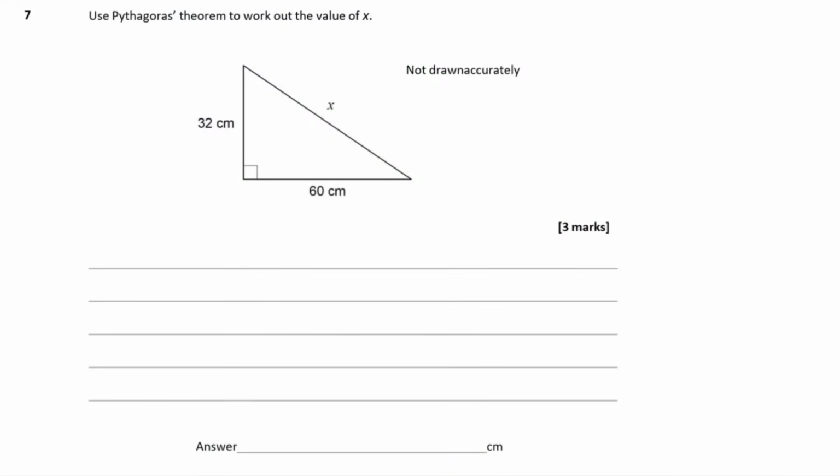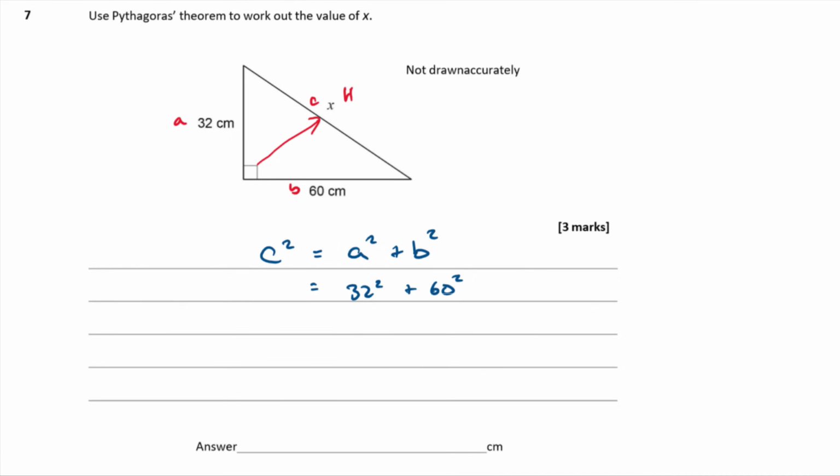Question 7, use Pythagoras theorem to work out the value of x. Okay, so x is the long side, it's the hypotenuse, isn't it, of the right angle triangle. You can tell because it's opposite the right angle. So this is the hypotenuse. So we call the hypotenuse C, and we can just label the other ones A and B. And then Pythagoras theorem states that c squared, the square on the hypotenuse, equals a squared plus b squared, the sum of the squares on the other two sides. So it's going to be 32 squared plus 60 squared.